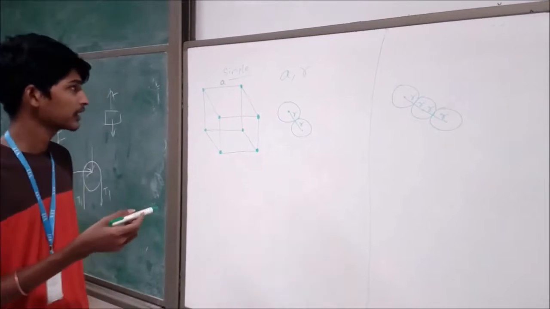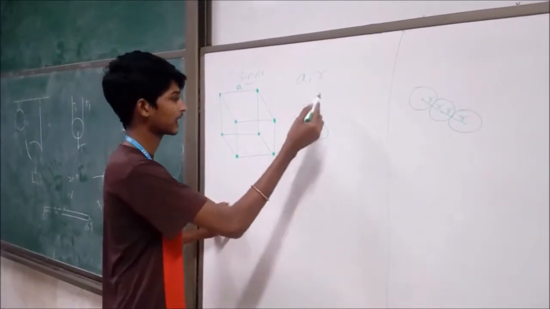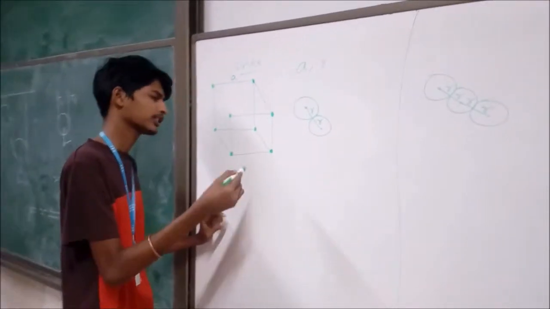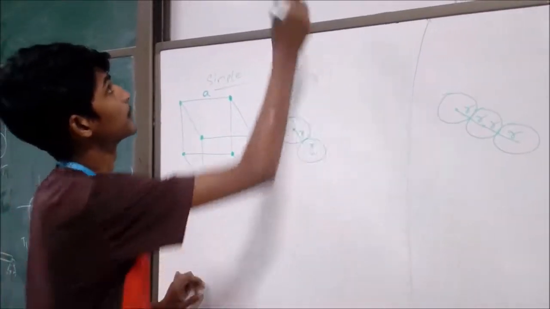Today I am going to explain to you how to get the relation between A and R, which is the edge length and the radius of an atom in a unit cubic cell, whether it may be simple cubic cell, FCC or BCC.